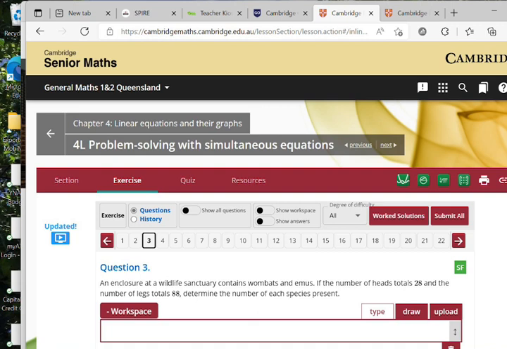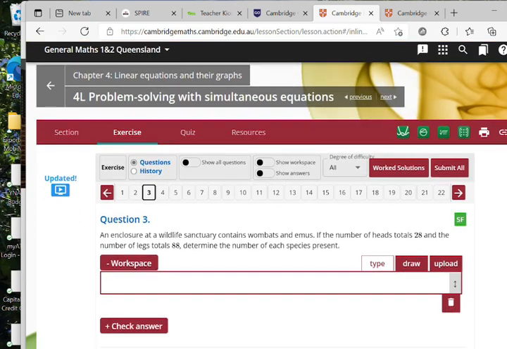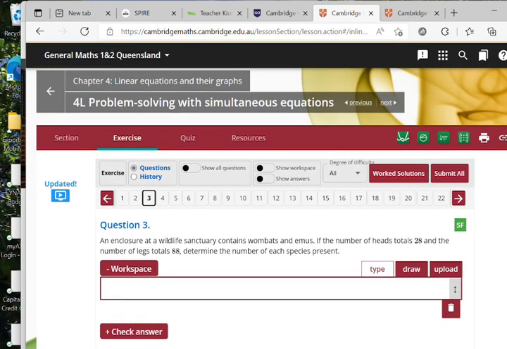This is a good one. Classic question using simultaneous equations. Because we have an enclosure at a wildlife sanctuary. It contains wombats and emus. If the number of heads totals 28 and the number of legs totals 88, determine the number of each species present. Okay?